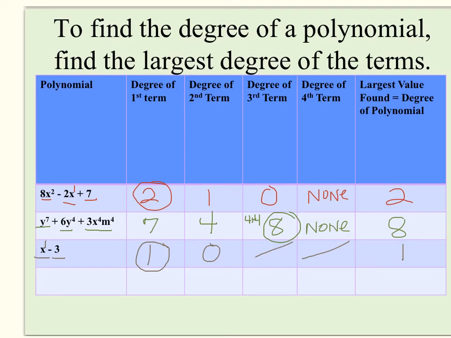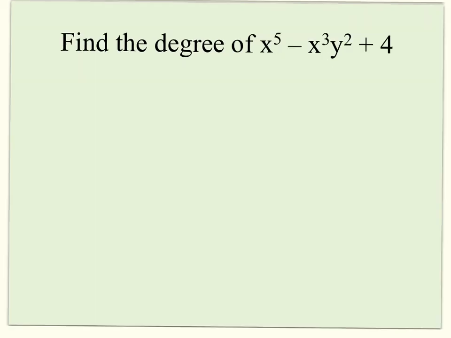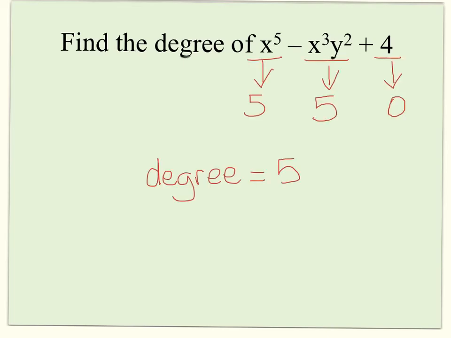So you try one. What do you think the degree is of this polynomial? Go ahead and pause the video and give it a try. See what you find. Well, did you get that the degree was 5? The first term has a degree of 5. The second term also has a degree of 5. So the largest value there is 5. The degree of the entire polynomial is 5.